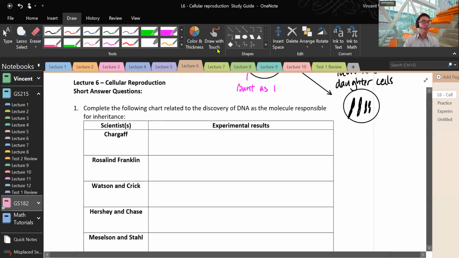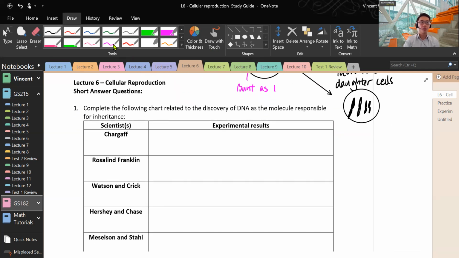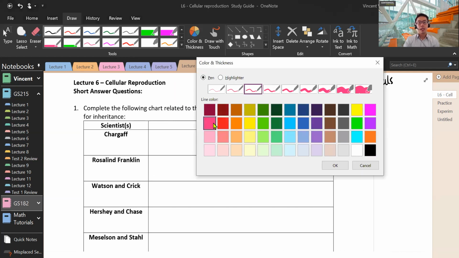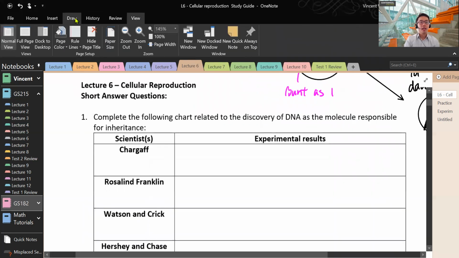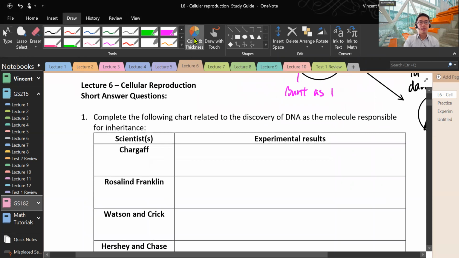Now we're going to look at some key contributors in history. They did some experiments and some discoveries that relate to DNA. First, we have Chargaff. I don't know his first name. Maybe you can Google it and find out later. But he has a rule.